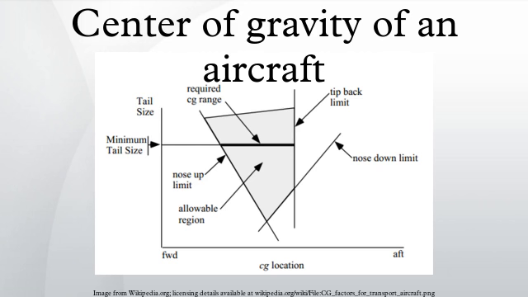Center of gravity limits. Center of gravity limits are specified longitudinal and/or lateral limits within which the aircraft's center of gravity must be located during flight. The CG limits are indicated in the airplane flight manual. The area between the limits is called the CG range of the aircraft.